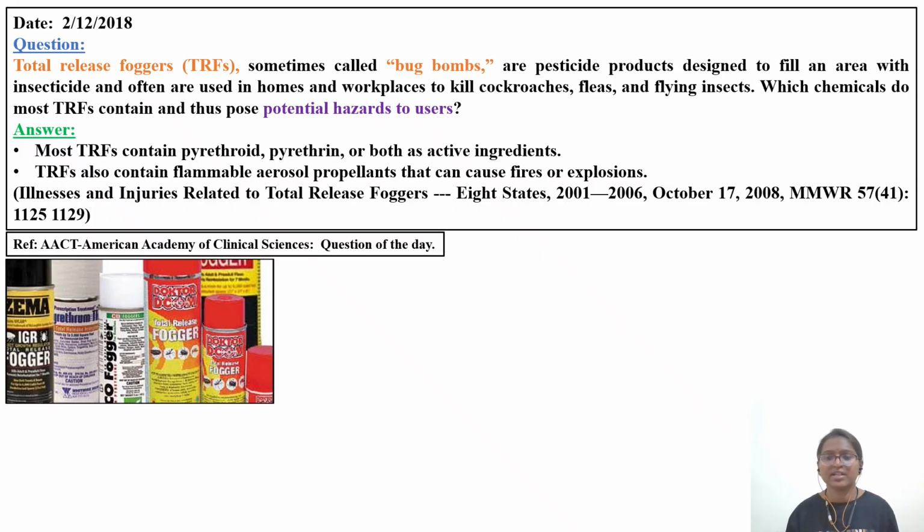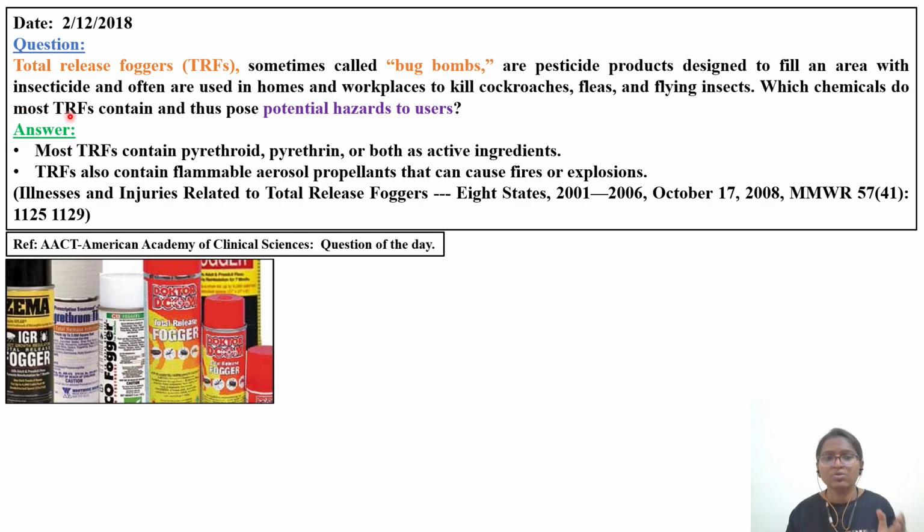In addition to that, this time I have also accumulated 2 to 3 questions from another source, that is the American Academy of Clinical Toxicology, AACT. Those people who are going through it have a question of the day. Every day, a question of the day will be there on this particular site, and from this I have taken. This question is from the 2018 paper. Total release foggers, sometimes called bug bombs. In the US it is called bug bomb. Bug bombs are pesticide products designed to fill an area with an insecticide, and often are used in homes and workplaces to kill cockroaches, fleas, and flying insects.